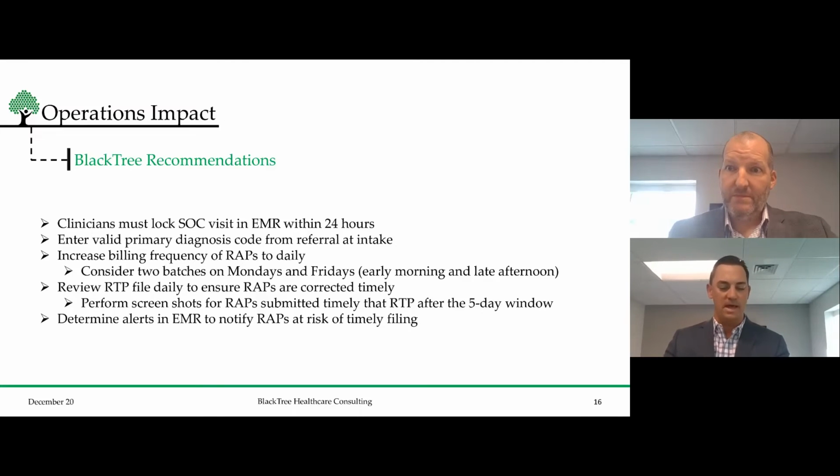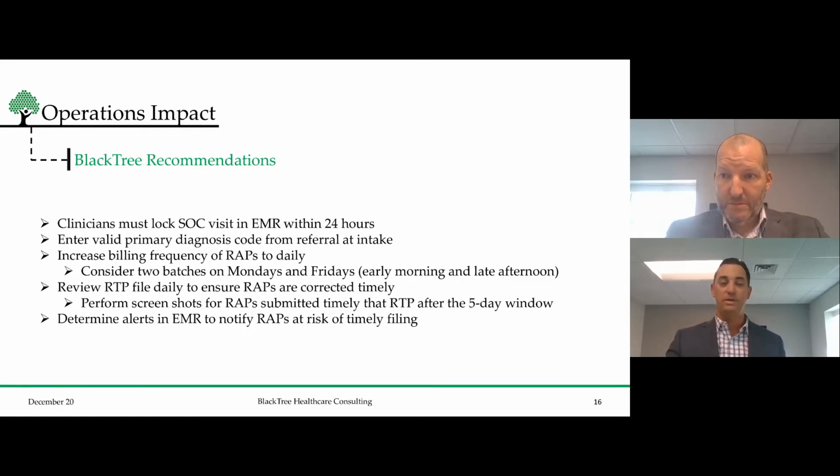So, Blacktree recommendations. Really, when you look at Blacktree recommendations under this new RAP rule, it comes down to a couple of things. We're dealing with the payment penalty, as we know, if you don't submit within the 5 days. So the ultimate goal is, how do I get my RAP out the door as quickly as possible, so my back's not against the wall and I don't risk errors submitted with my RAP that now allow the RAP to process after that window. So our goal with these recommendations is, how do you get them out the door quicker?